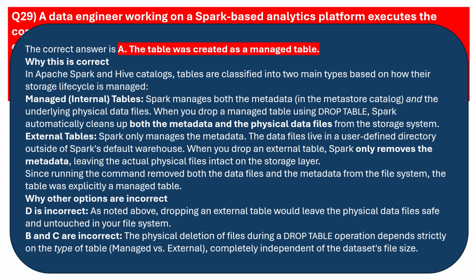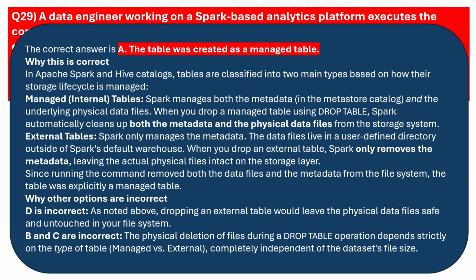Why this is correct? In Apache Spark and Hive catalogs, tables are classified into two main types based on how their storage lifecycle is managed. Managed internal tables: Spark manages both the metadata in the Metastore catalog and the underlying physical data files. When you drop a managed table using DROP TABLE, Spark automatically cleans up both the metadata and the physical data files from the storage system.